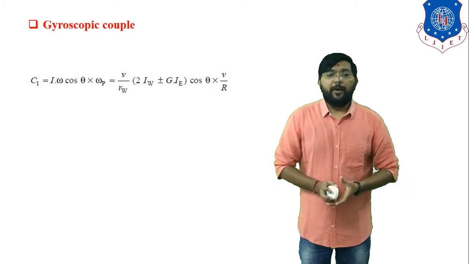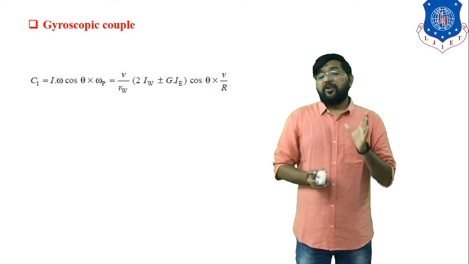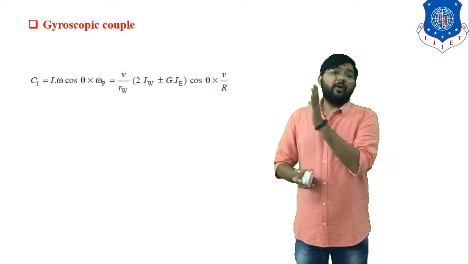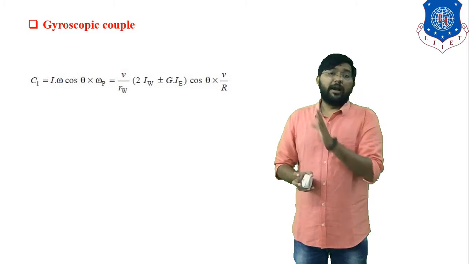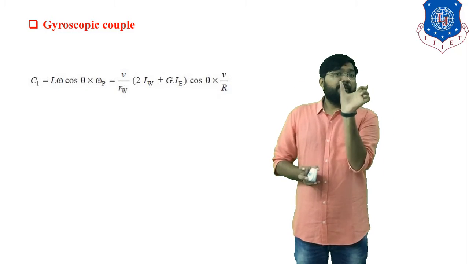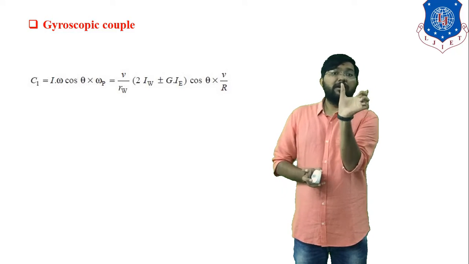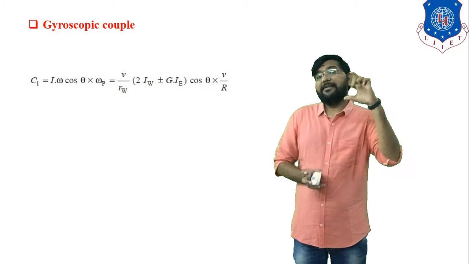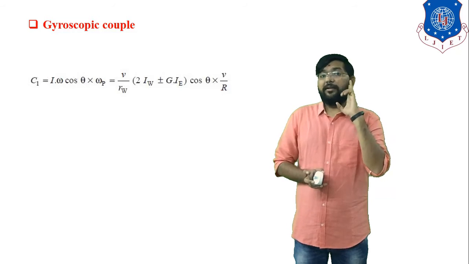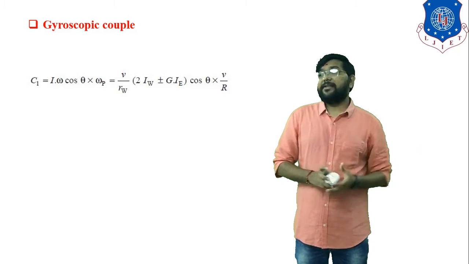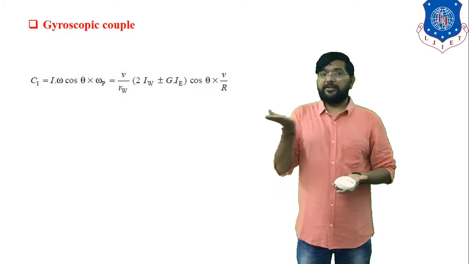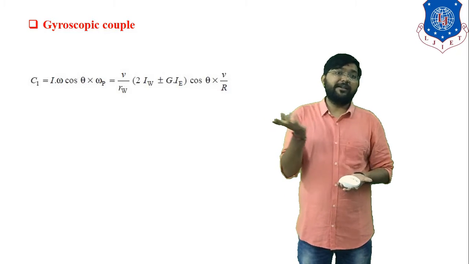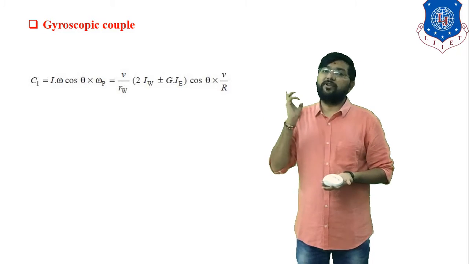Now gyroscopic couple. The equation of the gyroscopic couple is I omega omega p. But the axis of spin makes an angle theta with the horizontal axis, or with the earth surface. The direction of the axis of spin is parallel to the earth surface, so we have to consider the horizontal component of the axis of spin.